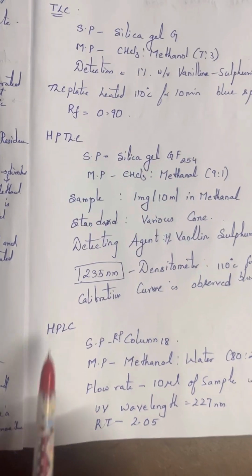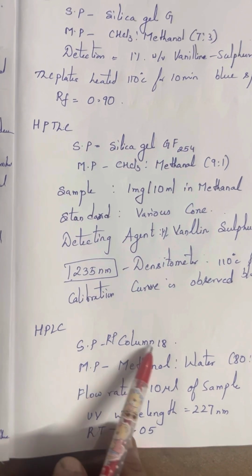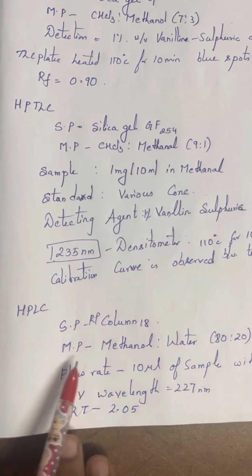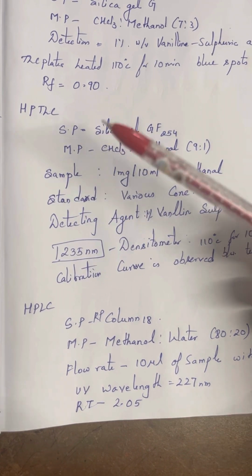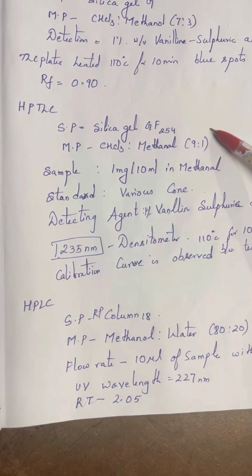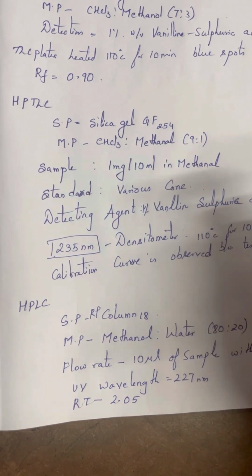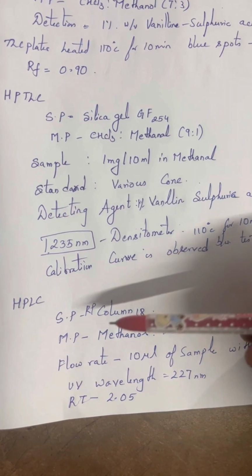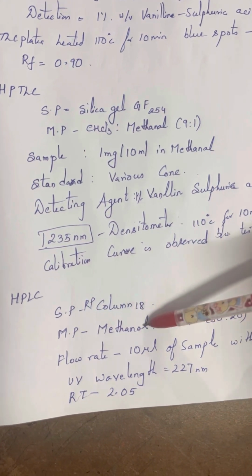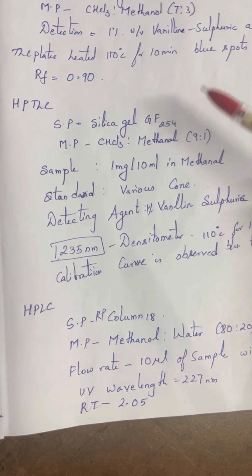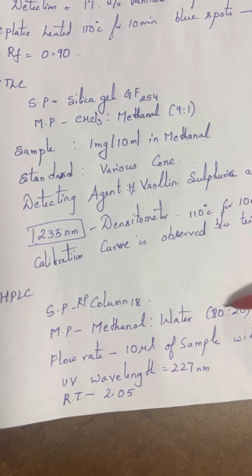Next, coming to the last one, the HPLC method. Here the stationary phase is reverse phase column C18. Just remember one thing: you have all these common things in general. For HPTLC it is silica gel GF254, for HPLC it is reverse phase column C18, and some of these you can learn completely by heart. Next, the mobile phase: earlier we studied chloroform to methanol, here it is methanol to water, 80:20.